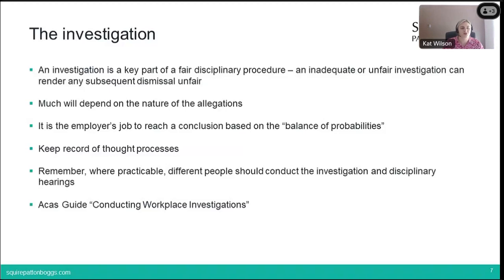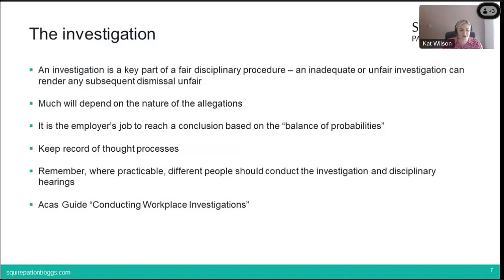And then in terms of the actual investigation itself, it's important to remember that the purpose is not to establish beyond reasonable doubt whether an employee has committed the alleged misconduct. This isn't a criminal trial, we're not in the Crown Court. It's just got to be on the balance of probabilities. So if you have reasonable grounds for the employer's belief, on a balance of probabilities, that there has been misconduct. So it's all about that balance of probabilities.